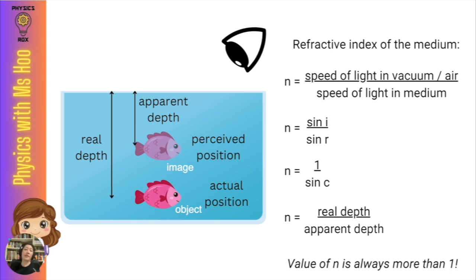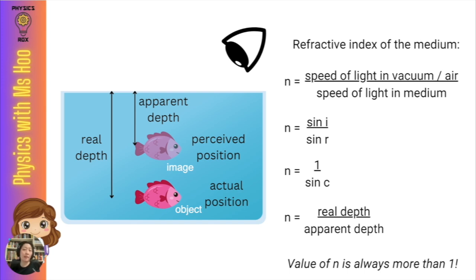If you calculate the refractive index to be equal to 1, that means that the refractive index of the medium is equal to the refractive index of air. If you calculate the refractive index to be less than 1, that means that the refractive index of that medium is lower compared to that of air. So that's why we always get the value of n to be more than 1. The refractive index of the medium will always be greater compared to the refractive index of air. So that means the speed of light in that medium will be slower than in air.